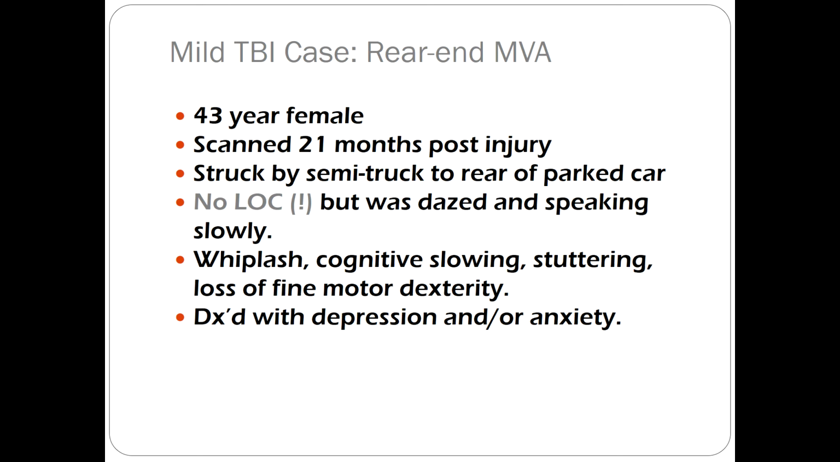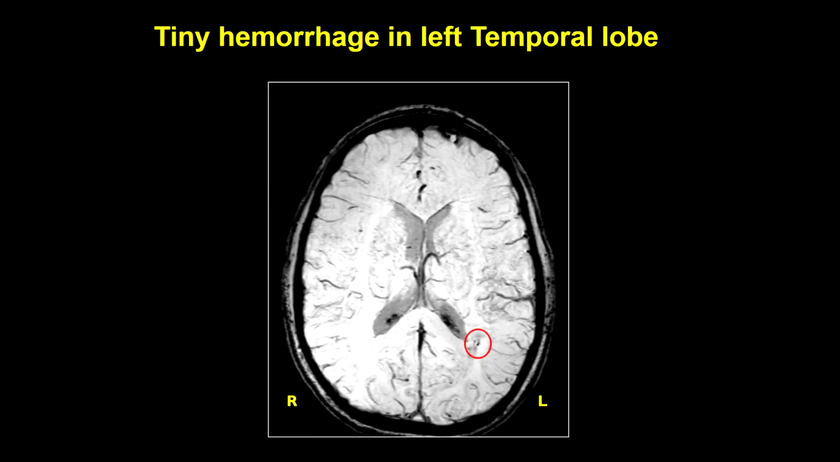She suffered a whiplash injury to her neck. She had cognitive slowing. She was stuttering. Years later, she was still stuttering, and she lost some of her fine motor dexterity. She was diagnosed with depression and anxiety, but she was never diagnosed with brain injury until I saw her and imaged her. The first thing we saw in her SWI was a very tiny hemorrhage in an area of the brain that is important for her clinically because this is the deep temporal lobe, and this is an area that carries language fibers.